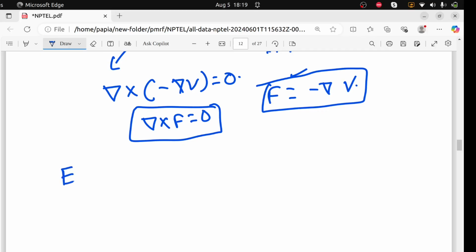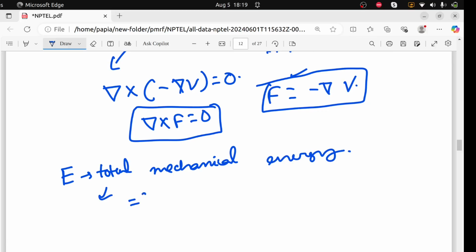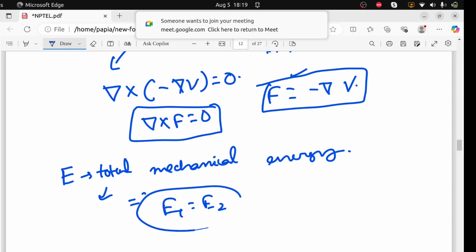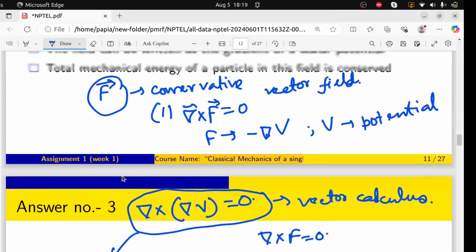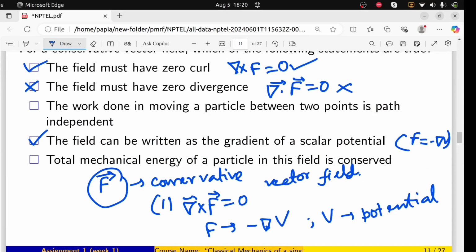Obviously, the total mechanical energy, if I write it here as total mechanical energy, from the energy conservation law should be conserved. That means E1 equals E2. For all the systems, our mechanical energy should be conserved for any of the particles in this field. And now coming to the work done in moving a particle between 2 points being path independent.